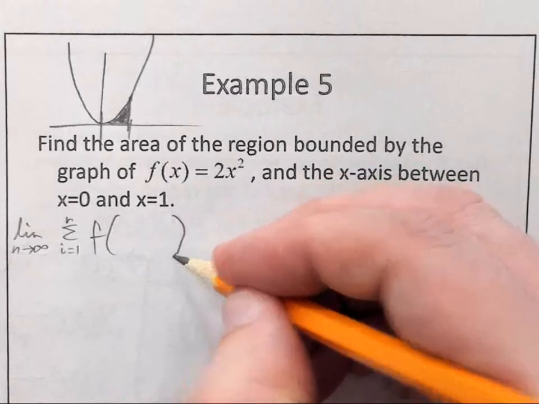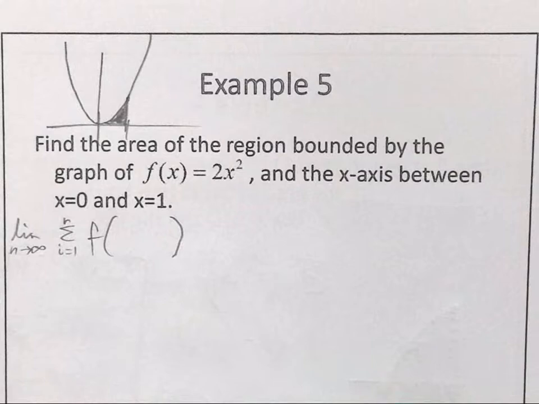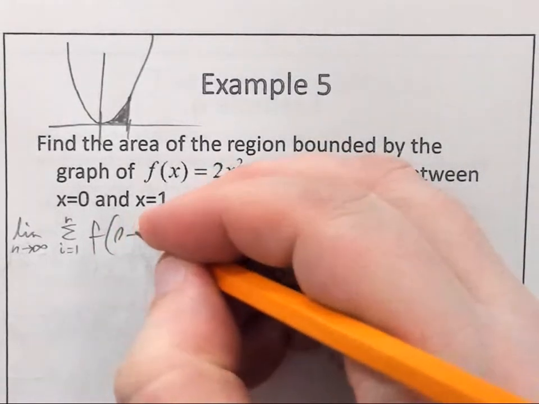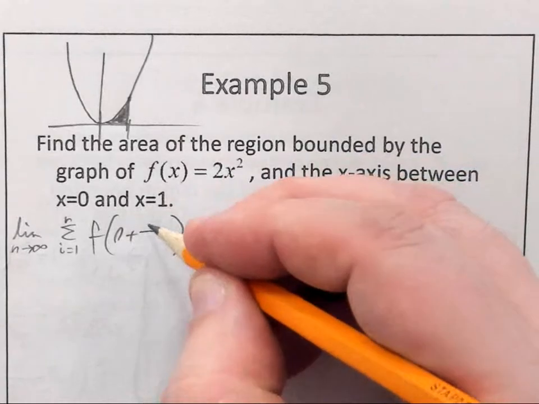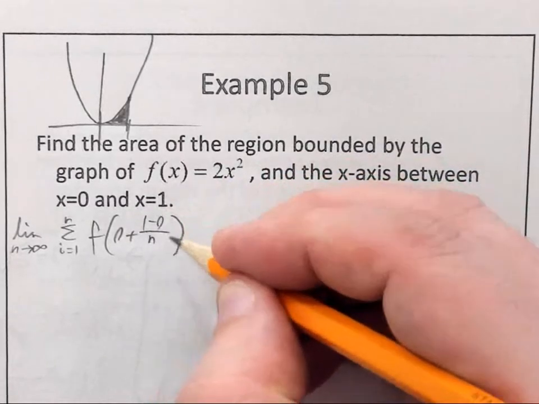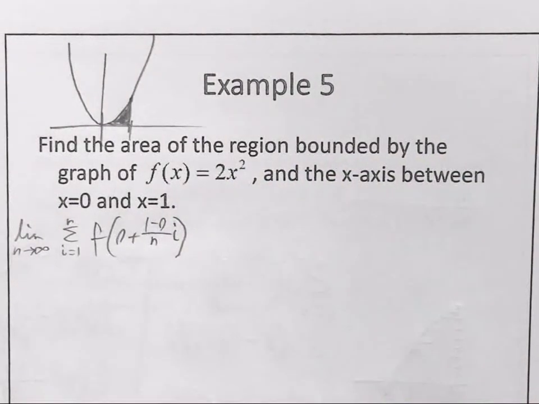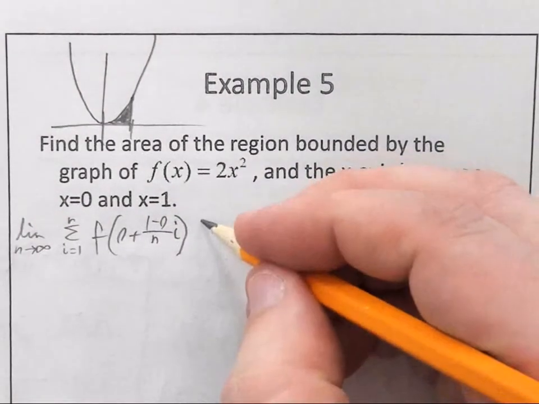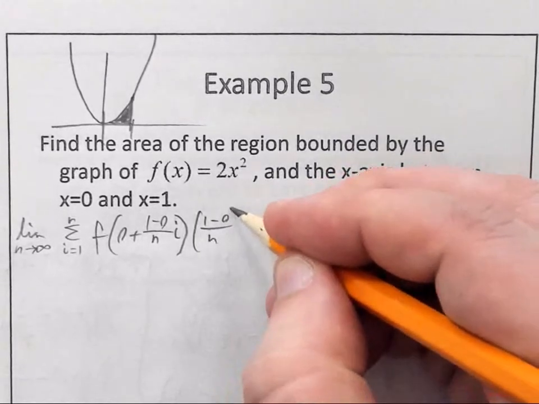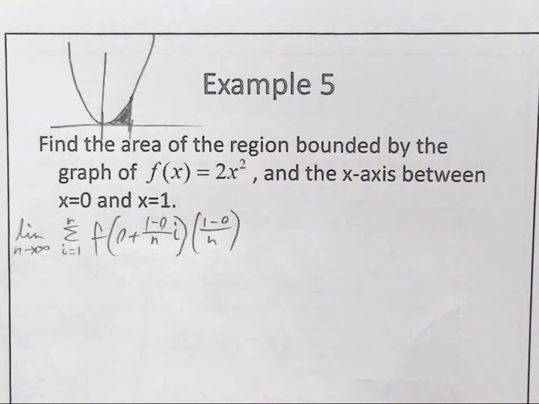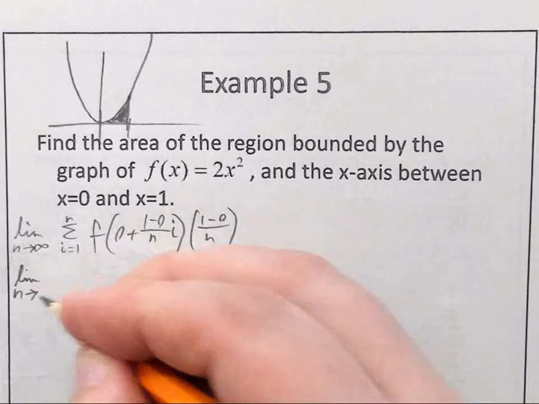I need to figure that out. So that's where I use the formula. So what's your a value in this case? What's your 0? So I'm going to have 0 plus, what's your b value? So I have 1 minus 0 over n times i. Admittedly, you could skip this step and not bother with the zeros in there. Over here, the width of each rectangle is going to be 1 minus 0 divided by the number of rectangles. Clean it up a little bit. If you actually started at this point, that would be fine.